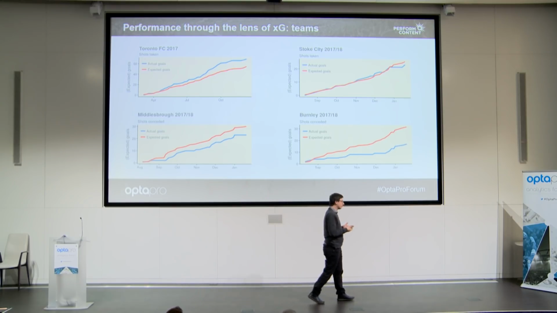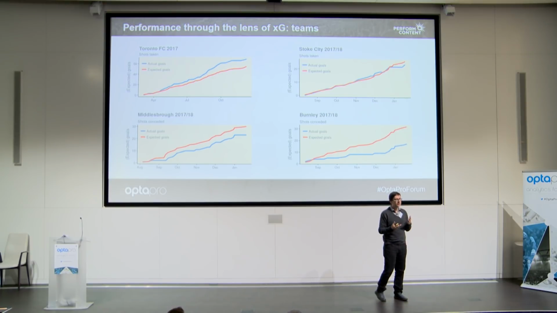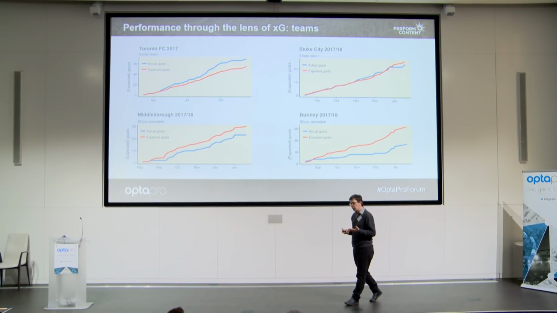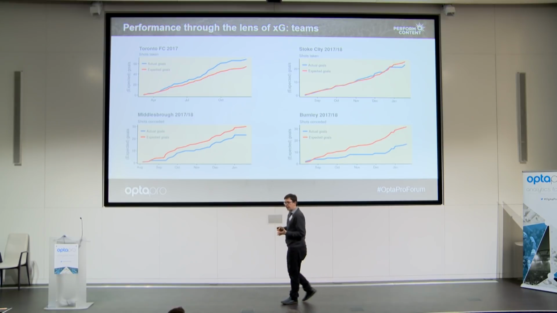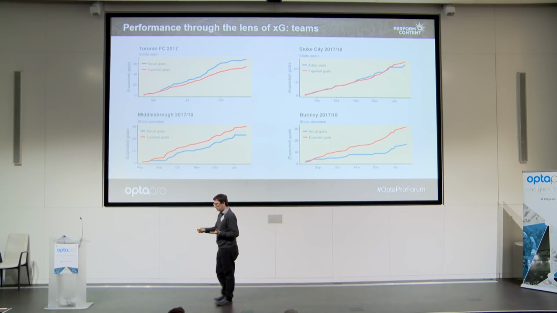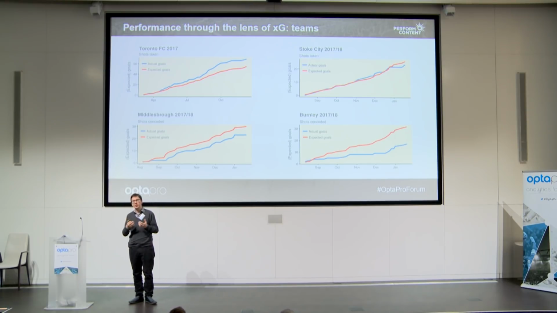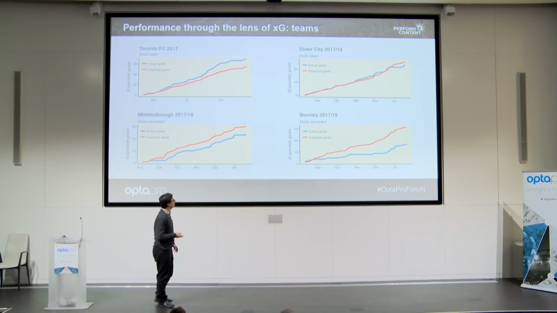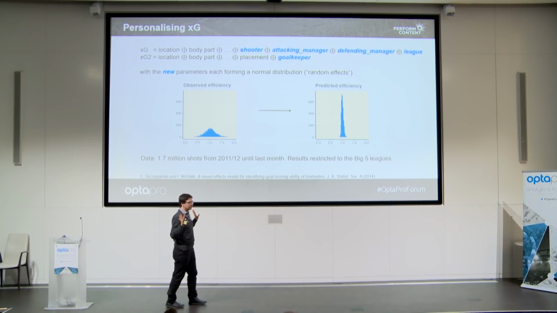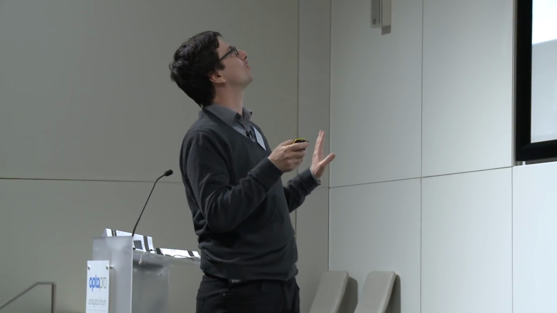So now my objective is to take an expected goal model, but account for both managers and players and the leagues in which they play, simultaneously, so that the credit and the blame for over or underperforming XG gets distributed to those entities. And this is the only methodology slide. It's not even a math slide. This is how nice I am to all of you.